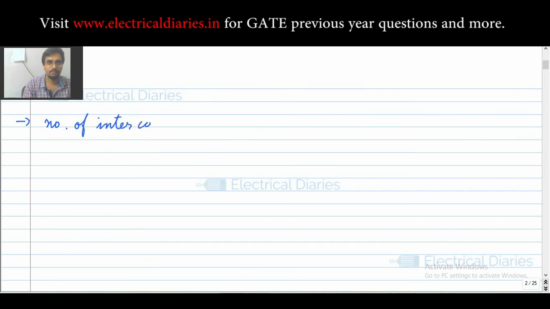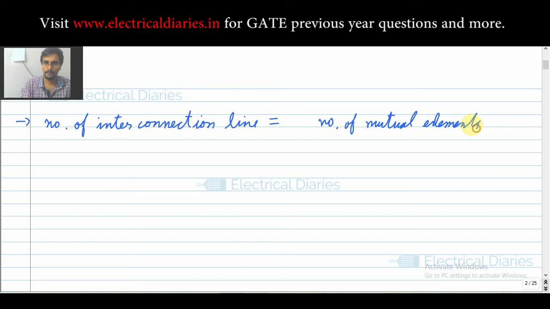Now from the previous discussion and using some common sense, you can decipher the thing that I am going to write on the screen. That is, the number of interconnection lines will be equal to the number of mutual elements divided by 2. Okay, so this is the important thing that you can decipher.